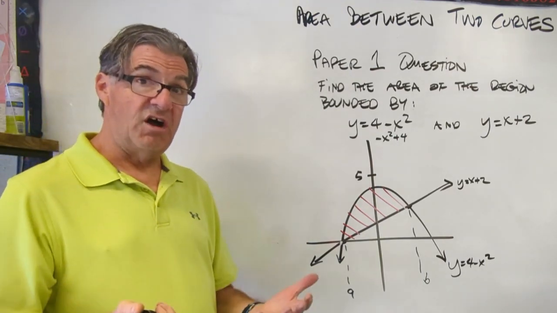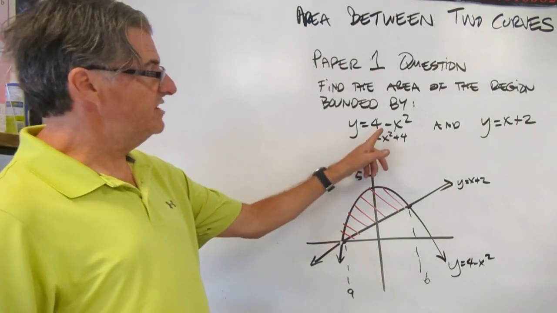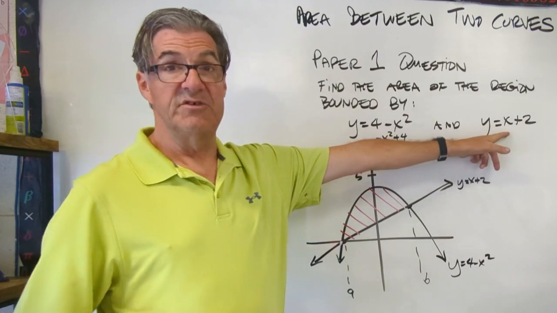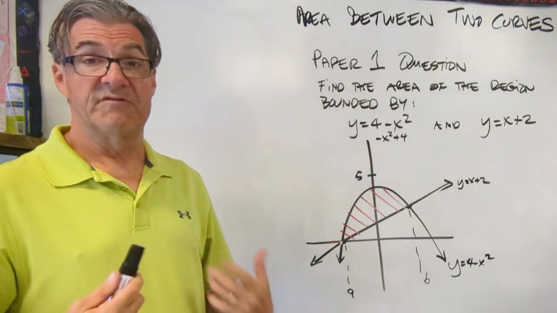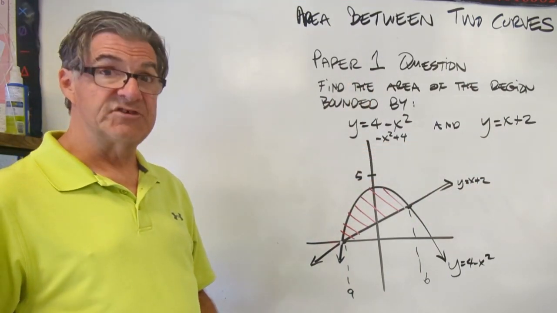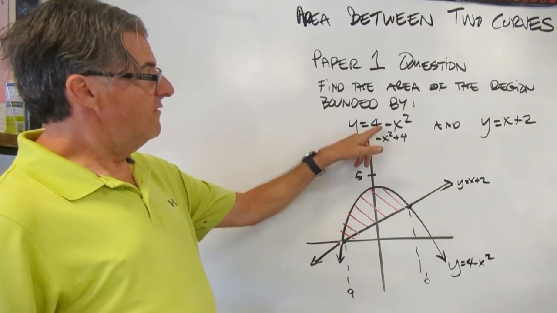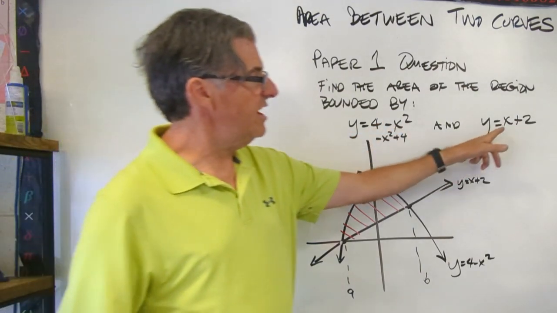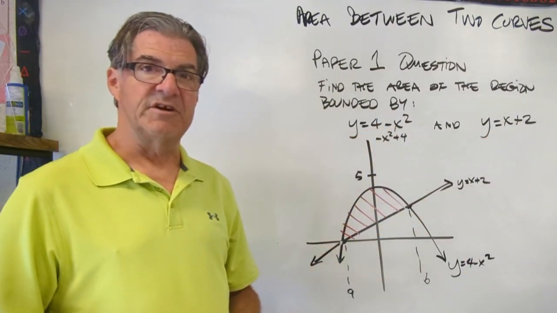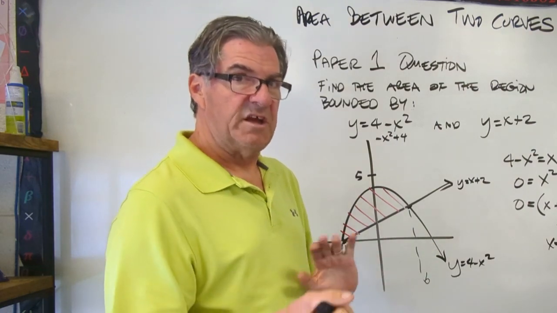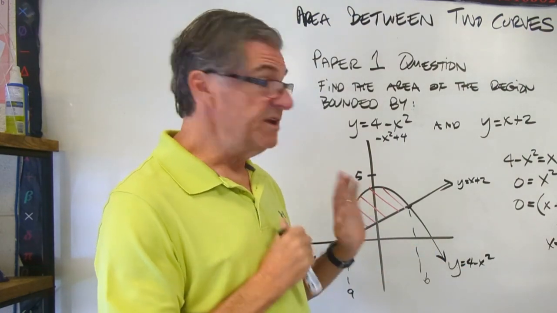So if you recall, the way you do that is you set this equation equal to that equation, and you solve. Paper one, we've got to do this by hand with algebra. So go ahead, set 4 minus x squared equal to x plus 2, and solve that equation. So a little quick quadratic solving with some factoring. This is a super easy one to do.